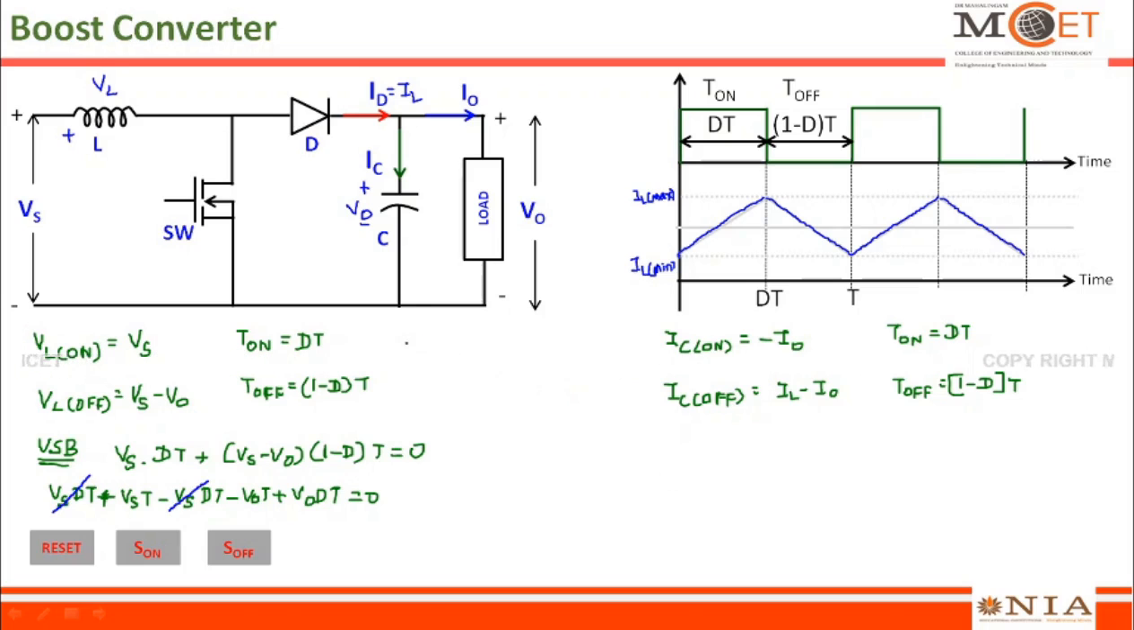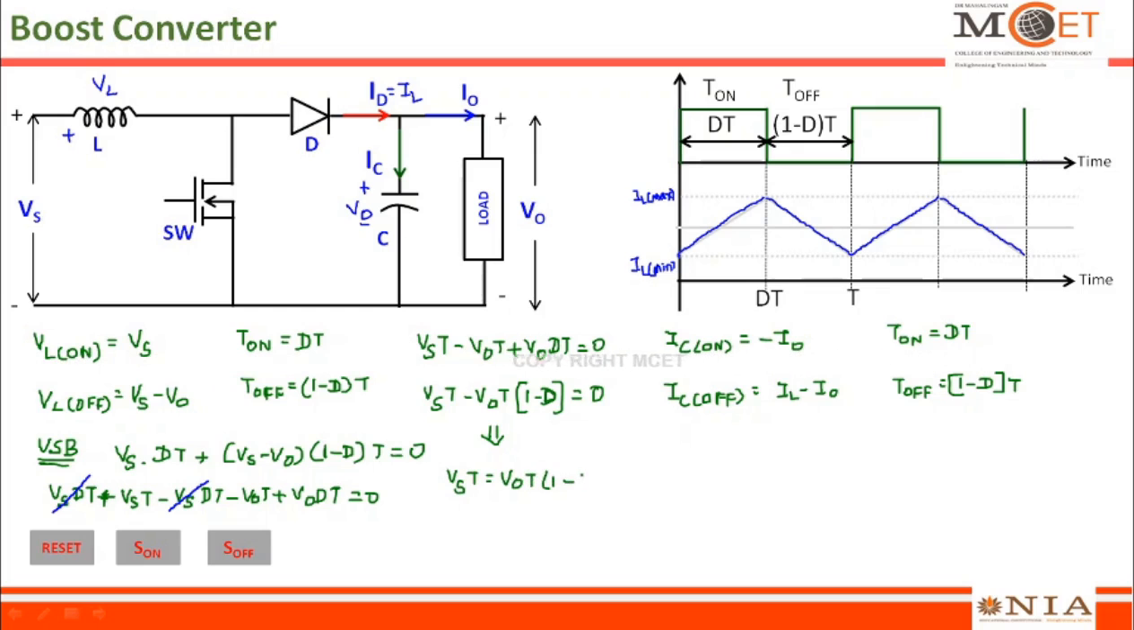So it is finally left out with Vs into T minus V0 into T plus V0 into dT is equal to 0. If you look at Vs into T, I can take minus V0 into T as common. So this becomes 1 minus D. If I take minus V0 into T common from these two, (1 minus D) is equal to 0.